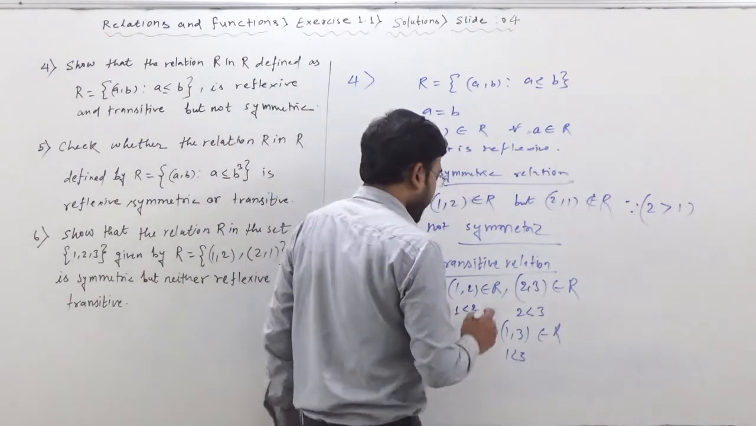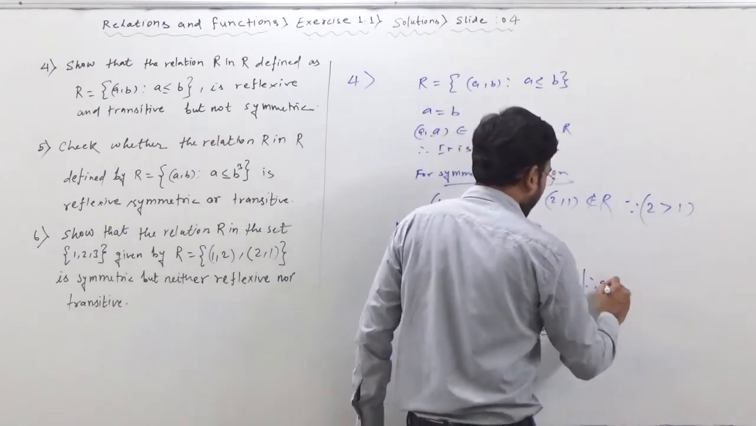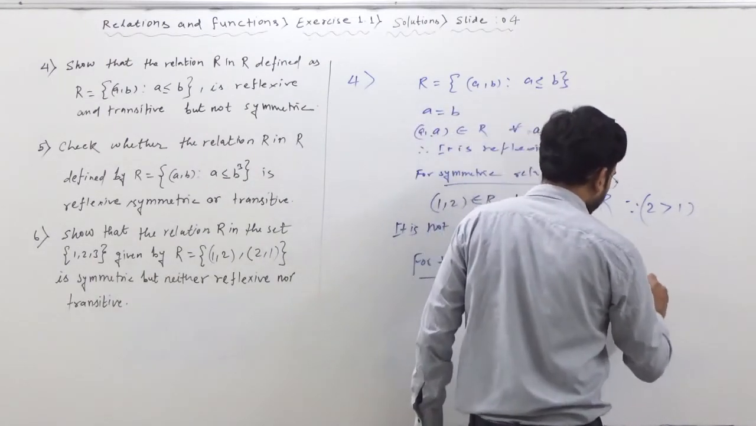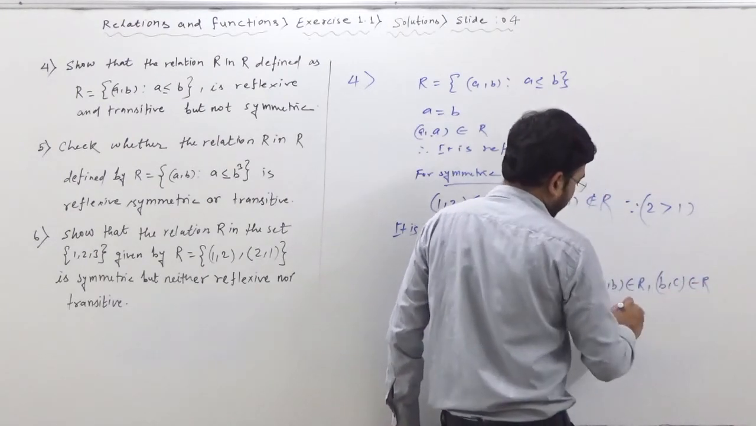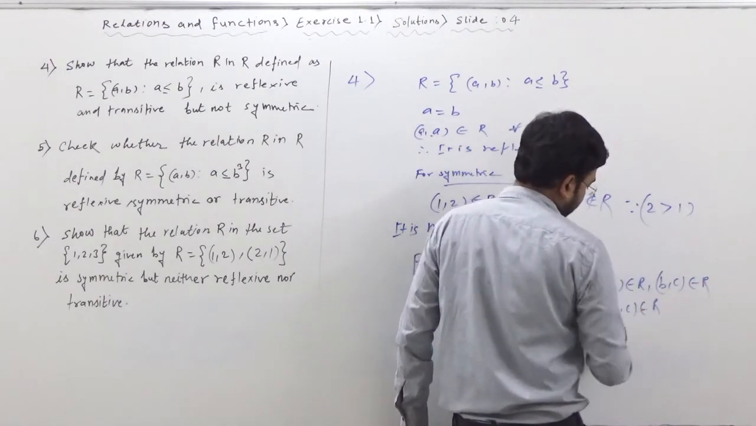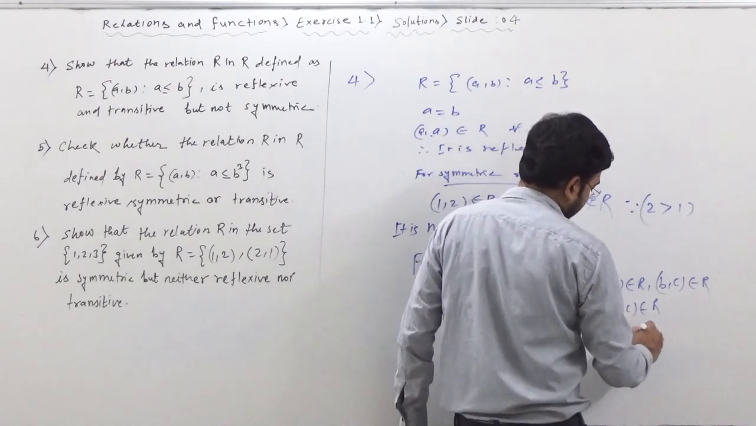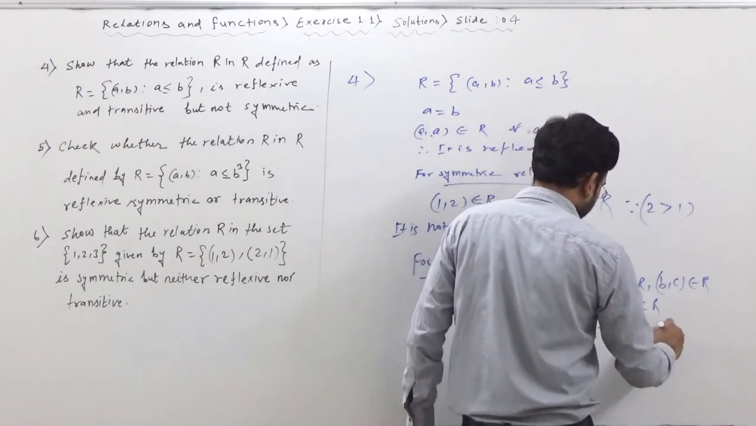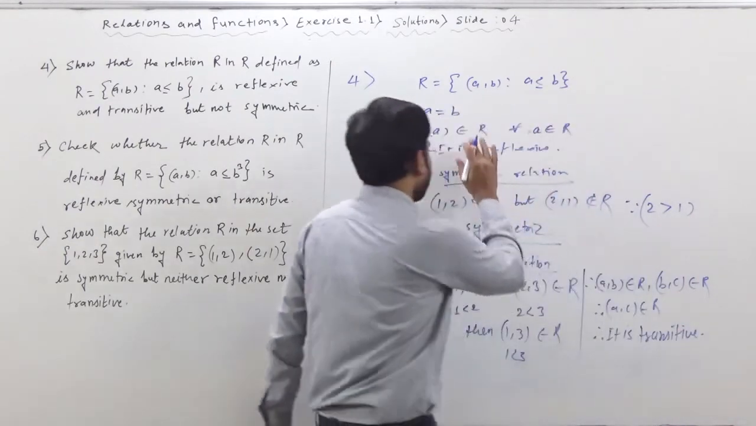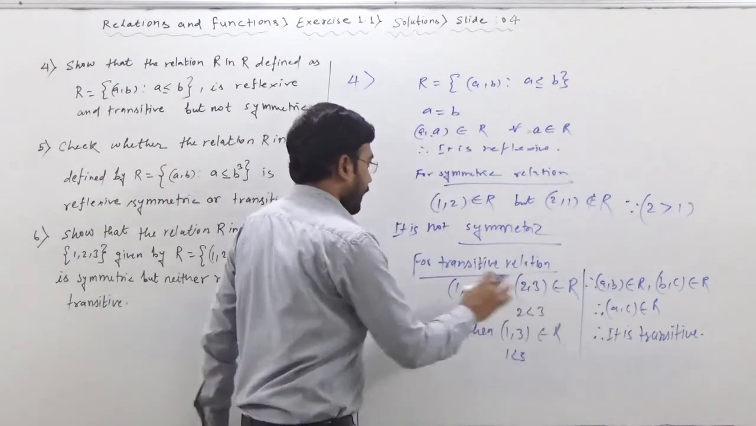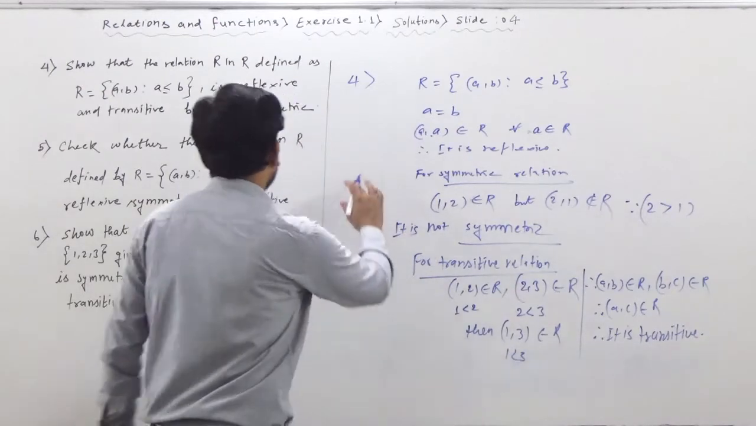So here we can write it in general. Therefore (a, b) belongs to R, (b, c) belongs to R, therefore (a, c) also belongs to R, therefore it is a transitive relation. Therefore the given relation is reflexive and transitive but not symmetric. This one is done now.